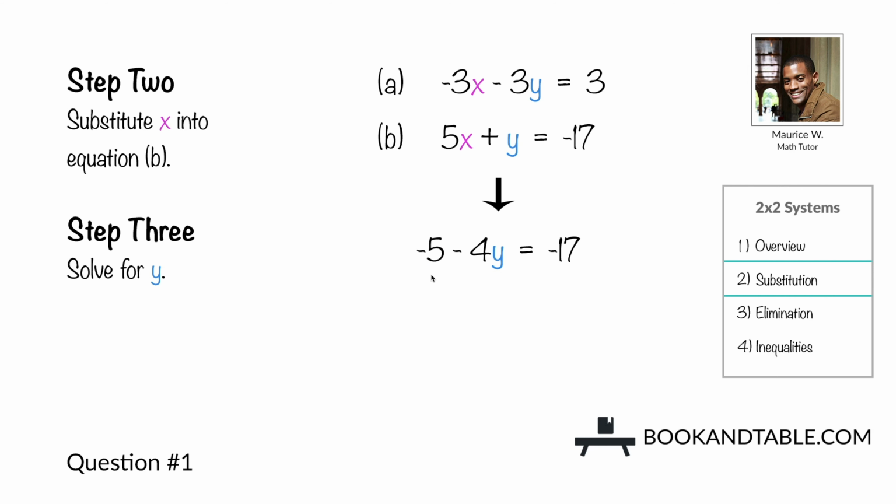So we'll add 5 to both sides to get rid of the negative 5. So we get negative 4y is equal to negative 17 plus 5, which is negative 12. And now to get rid of the coefficient negative 4, we divide both sides by negative 4, giving you y is equal to negative 12 divided by negative 4, which is positive 3.